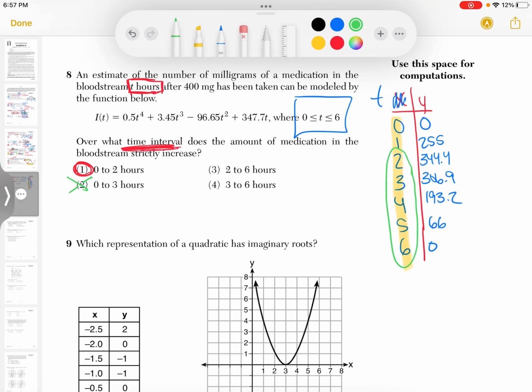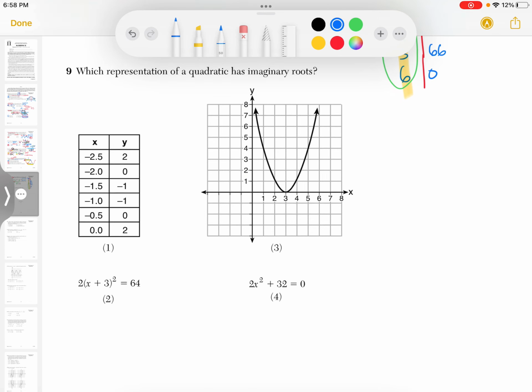2 to 6 now. I look from here to here, decreases right away, gone. Nope. Strictly increase means it only goes up. So that's why using the table is actually better than plugging these values in. If you only plugged in 2 and only plugged in 6, you wouldn't get this middle story. You still would have found that it decreased because it went from 344 to 0, but sometimes you might need that whole story in the middle. So then from 3 to 6, same situation, it is decreasing. So that is not correct either. This one is out, and my final answer is 1.